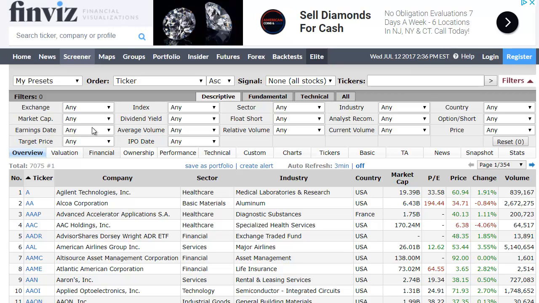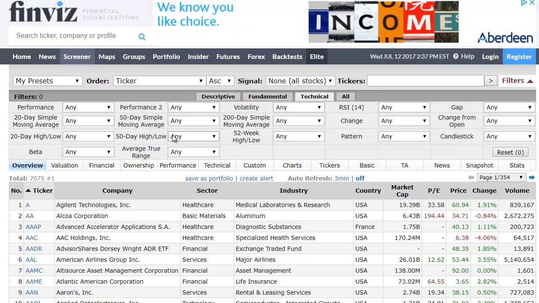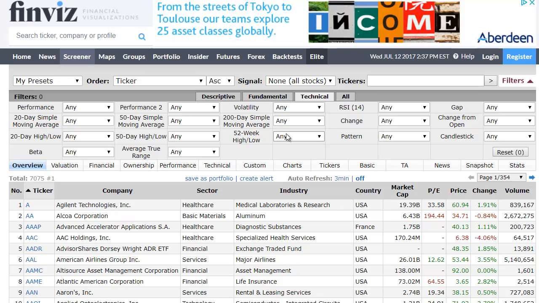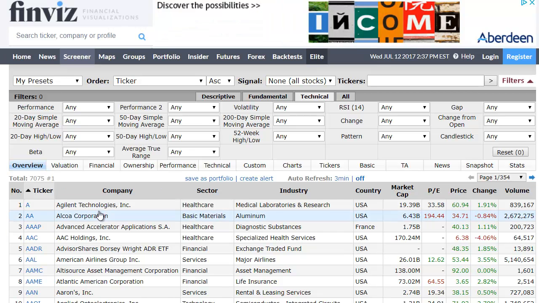There's a lot of information here. You could filter these things out, but again, the purpose of this video is to show you the falling wedge pattern. So what you would do is go over here to the technical tab. Click on that technical tab, and it will give you a whole set of different inputs. You could go to the pattern input right here. All of a sudden, we already have some, these are all the stocks underneath us. There are 7,000 stocks here in alphabetical order. Once I start adding criteria, that list is going to get smaller and smaller.